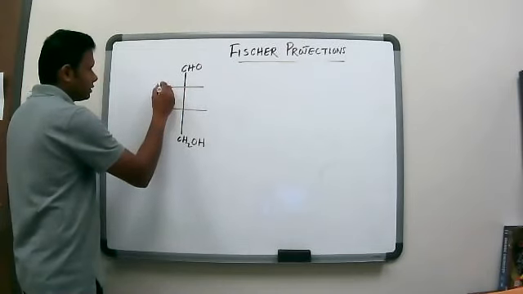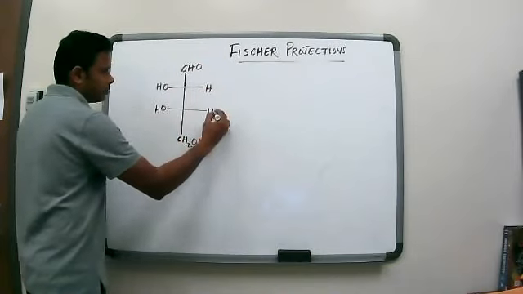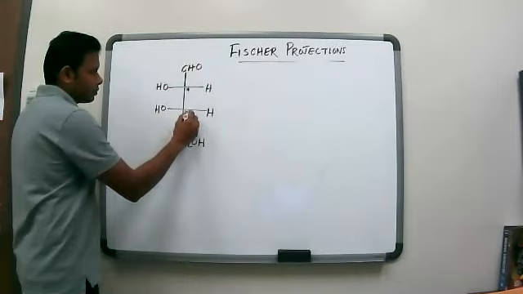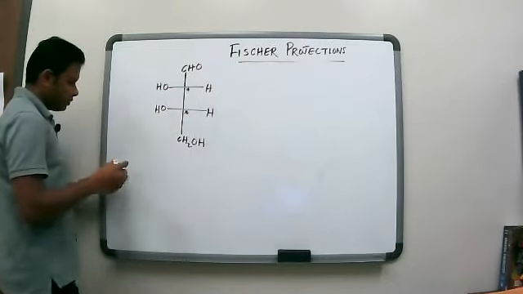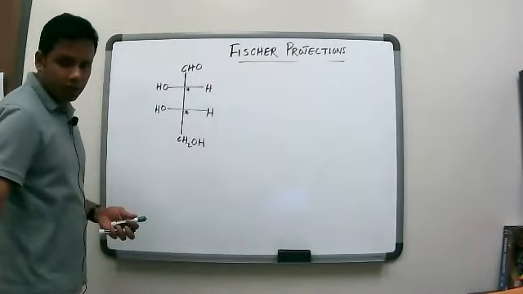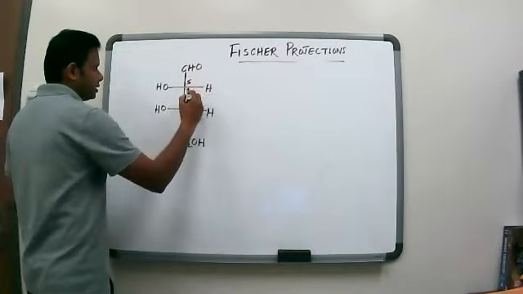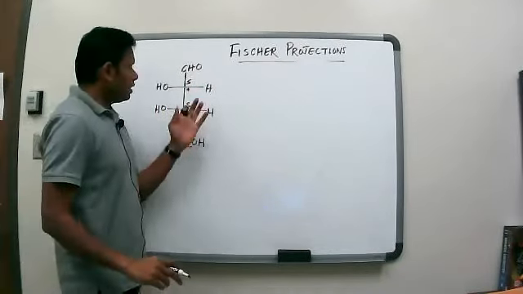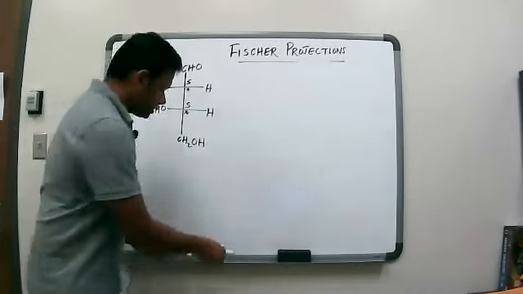Both hydroxyl groups were on the left-hand side, both hydrogens were on the right-hand side. These are our two chiral centers. I'm just basically recapturing that image that we had. And what we said is this molecule here has S and S. Both chiral centers are of the S configuration. Okay, both of them are of the S configuration.